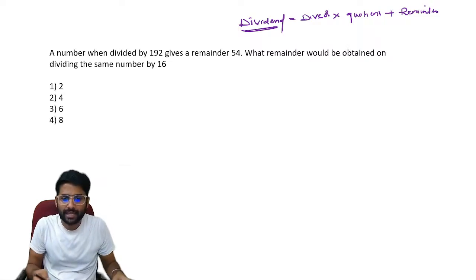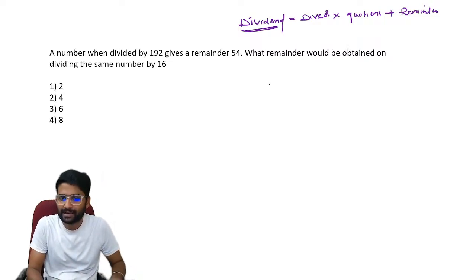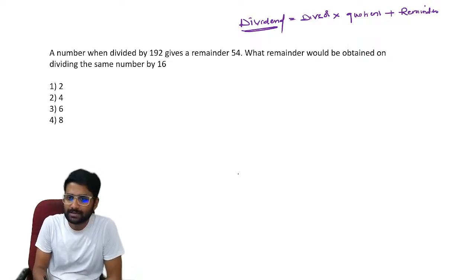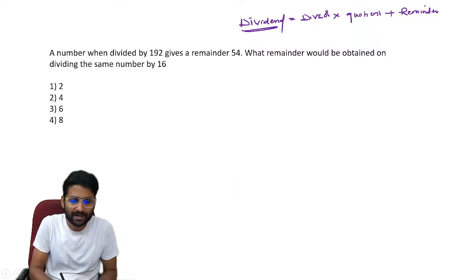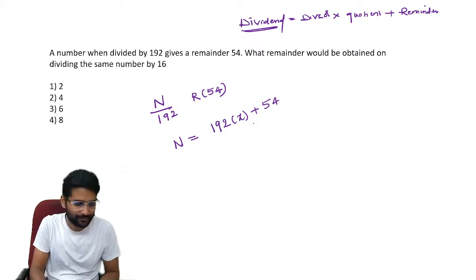Now here is the question, see a number. We don't know what that number exactly is, but if a number is divided by 192 it gives a remainder of 54. What would be the remainder obtained when divided by 16? Guys, there is a number. We are dividing with 192. Yet the remainder is 54. Let's identify that number. N is equal to divisor 192. Let's take the quotient as x. We will get the remainder of 54.